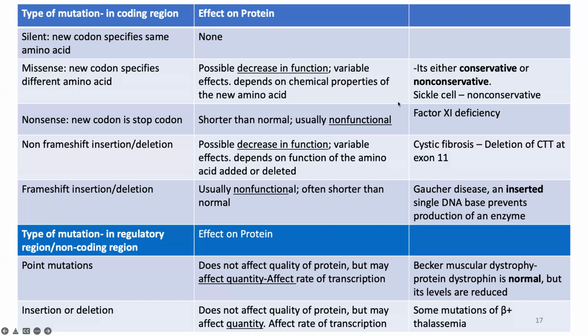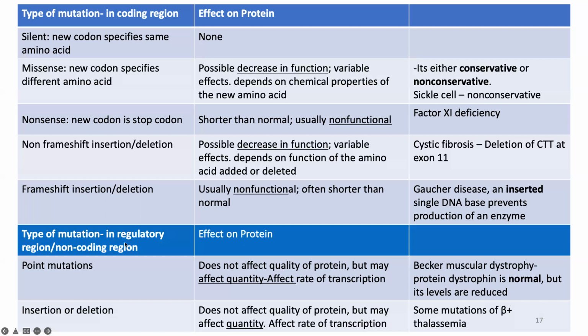So these were silent, missense, nonsense, frameshift, and their effect. As we can see, nonsense and frameshift are the worst, they will produce non-functional protein. That's why the clinical signs and symptoms will be severe. However, in the case of missense and non-frameshift, this protein will be functional but decreased in function.